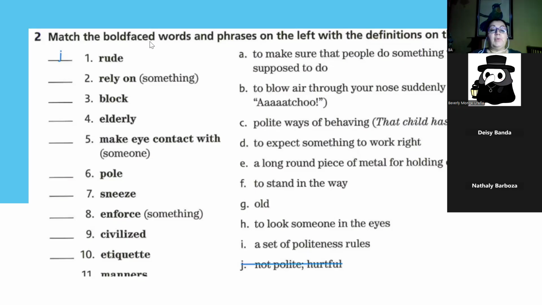Okay, match the bold-faced words and phrases on the left with the definitions on the right. Okay, we have words. Let's check with me. Rude, you can pronounce them. Rude. Rude. Rely on. Rely on. Block. Elderly. Make eye contact with. Pole. Sneeze. Enforce. Civilized. Etiquette. And manners. So letter A says to make sure that people do something that they are supposed to do.